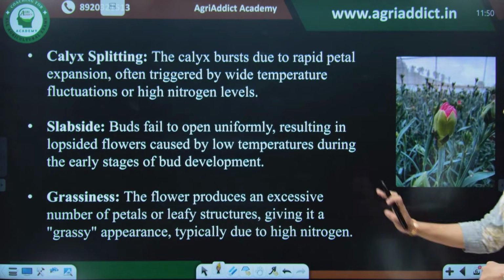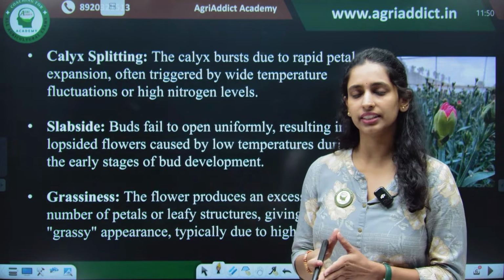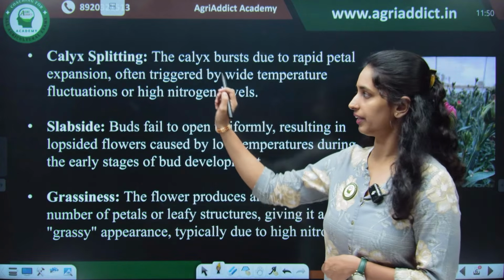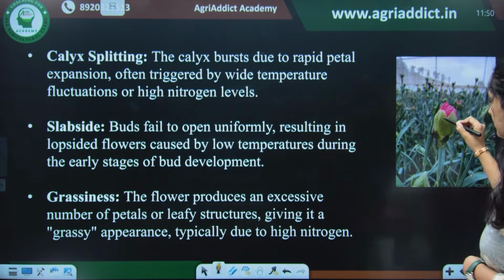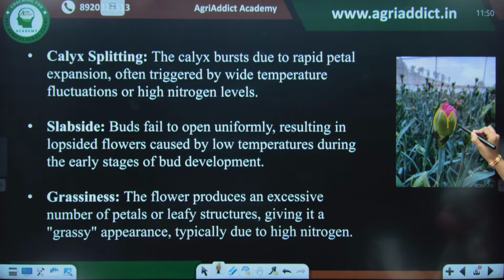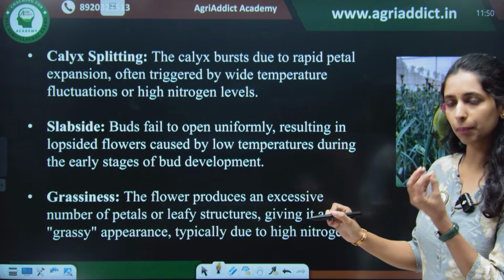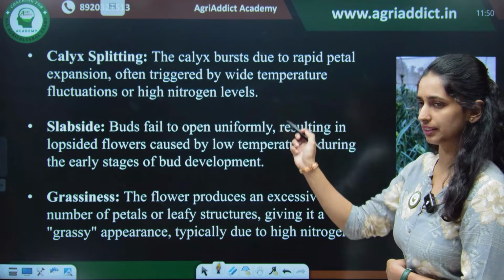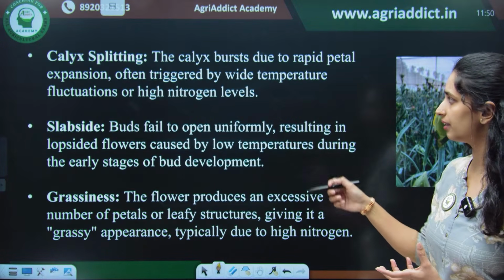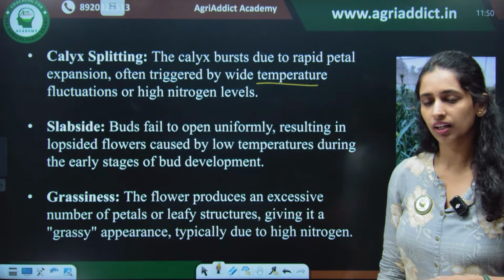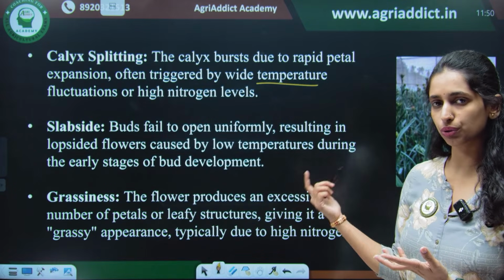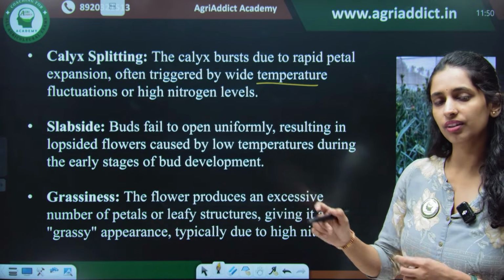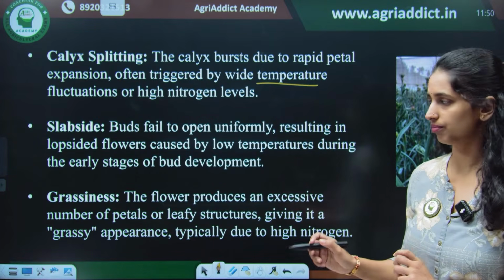So next, other physiological disorders in carnation. First one is calyx splitting. This is very important. Calyx is the part of the flower which closes the bud. So what happens here? The calyx will burst due to rapid petal expansion, which is triggered by temperature fluctuations. They can ask another question from the same topic: calyx splitting is because of high temperature fluctuations.